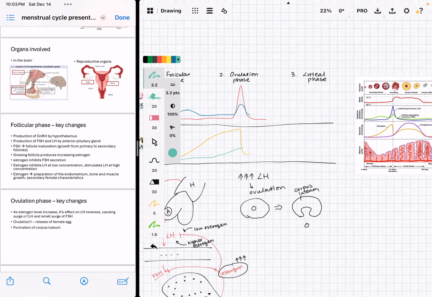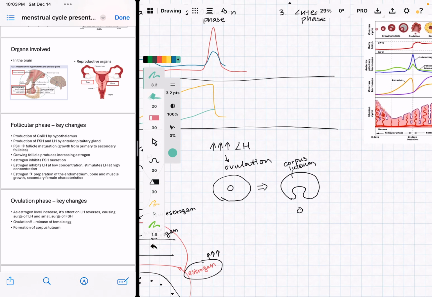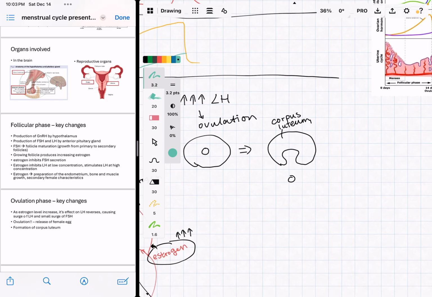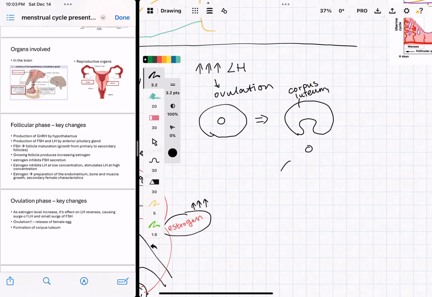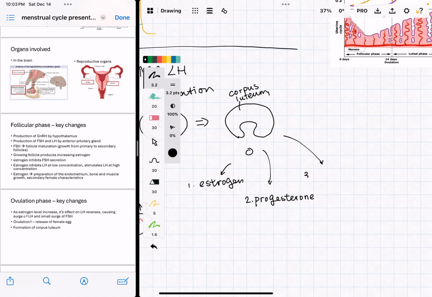Okay, finally, we're going to talk about the luteal phase. By the end of ovulation, remember, we were left with a corpus luteum. So what does the corpus luteum do? It basically secretes more hormones, quite a lot of hormones, right? The corpus luteum basically secretes 3 different types of hormones. It's going to secrete, first of all, estrogen again. Second of all, progesterone. This is where progesterone finally comes into play. And then it's also going to secrete another hormone called inhibin.